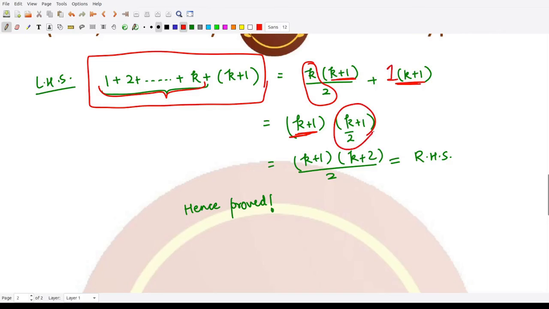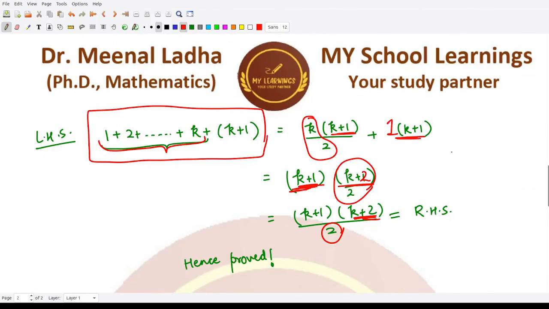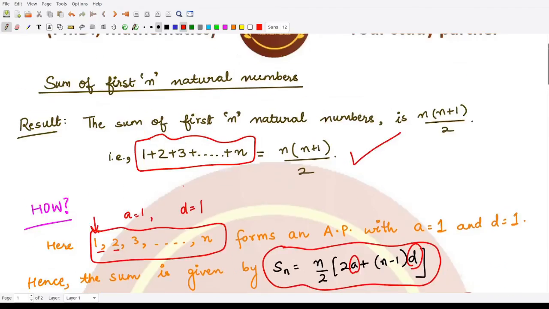So k by 2 plus 1. Again here you can take the LCM, so this becomes (k plus 2) over 2, and this 2 could be written in the denominator. So you would have (k plus 1)(k plus 2) divided by 2, and this is what we wanted to prove. So this becomes your right hand side. Hence our result is also true when n is equal to k plus 1. Thus it is true for all the natural numbers by the principle of mathematical induction, and this is what we wanted to prove here.